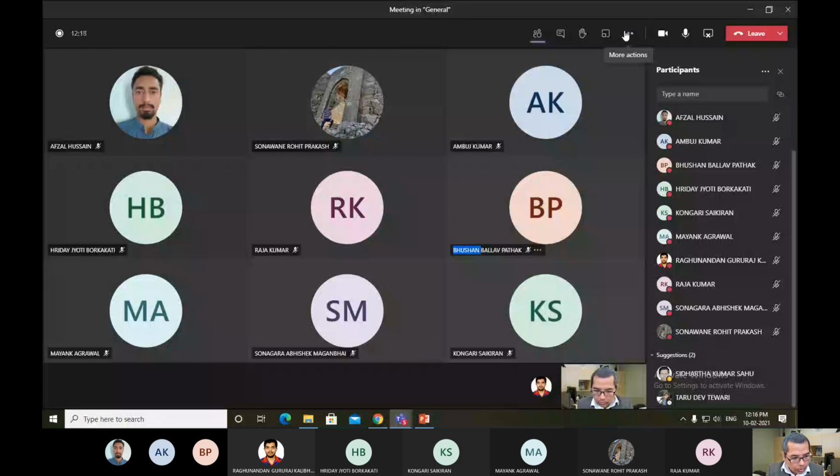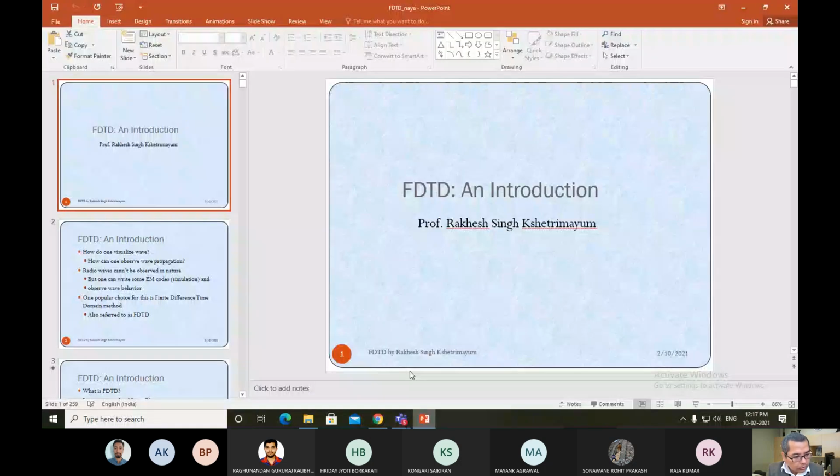Okay, so we move on to the finite difference time domain method. What is the full form of finite difference time domain method?